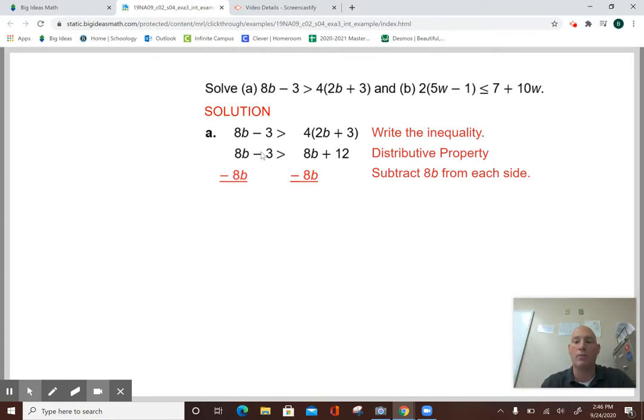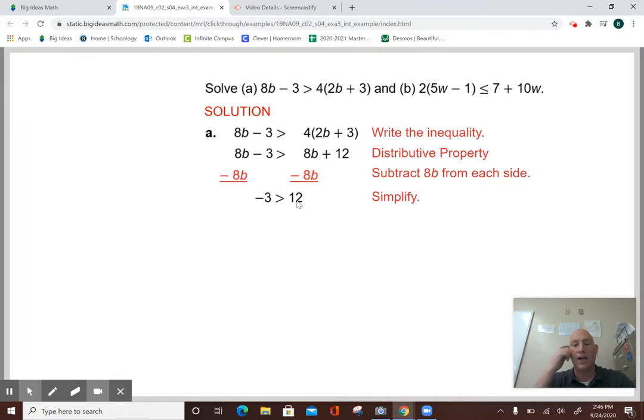Now I double click that button. We want to get our variable on one side. Well, look, if I want to remove this variable, I have to subtract 8b. I do it from one side, I do it to the other. But notice, when I do that, all my variables drop out. Anything minus itself is 0. There are no more b's left. I end up with negative 3 is greater than 12. So think about that. I end up with a statement at the end.